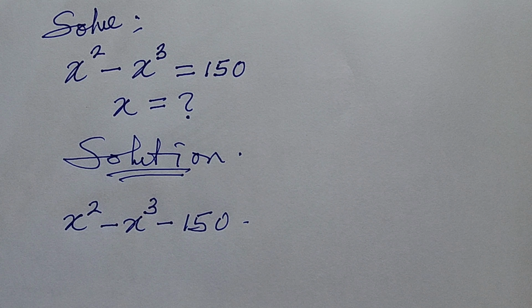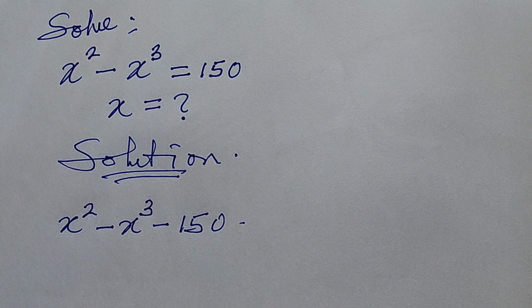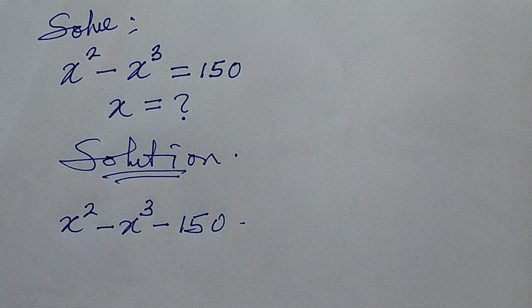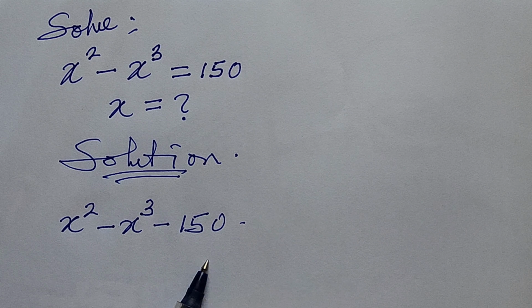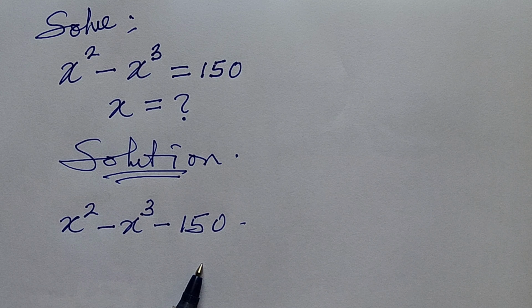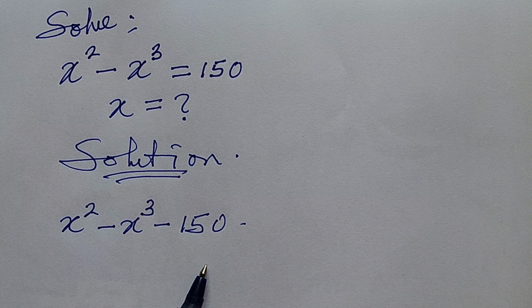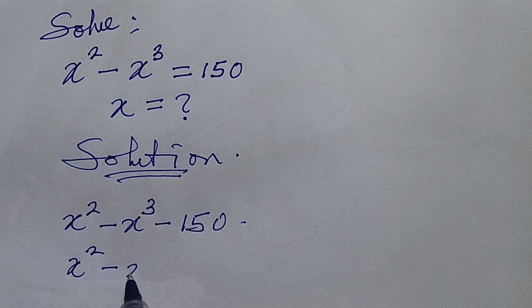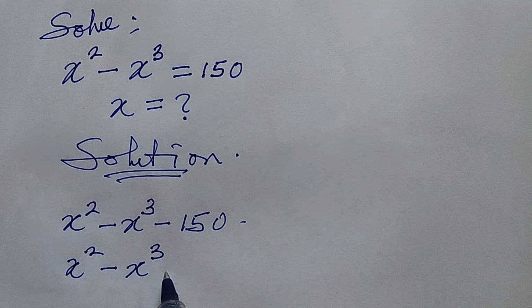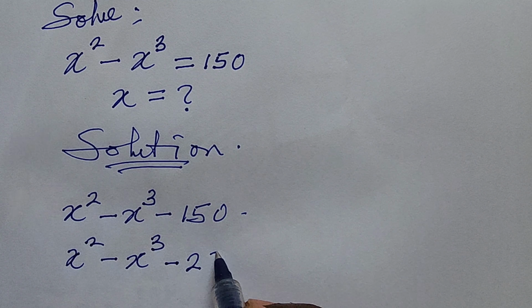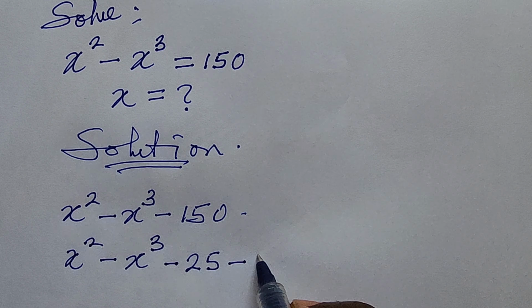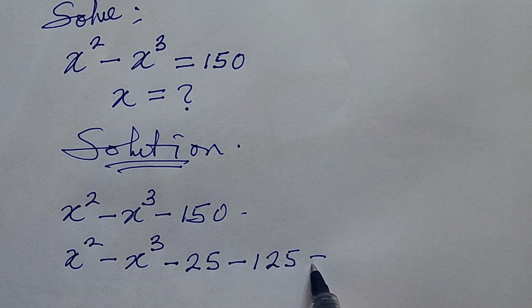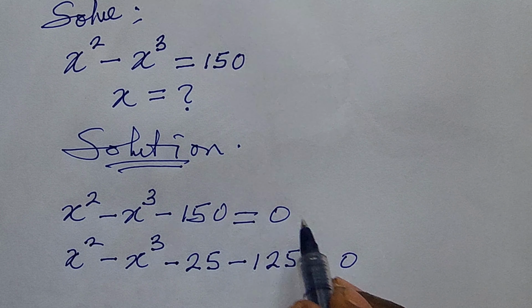So we split 150 into two numbers whereby it's going to give us a particular number to the power of 2, then minus a particular number to the power of 3. Yes, we can split this into 25 and 125, right? Then just rewriting this is going to give us x to the power of 2 minus x to the power of 3, then minus 25, then minus 125, everything equal to 0.